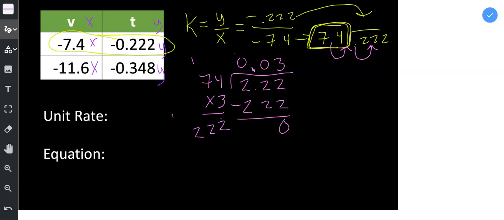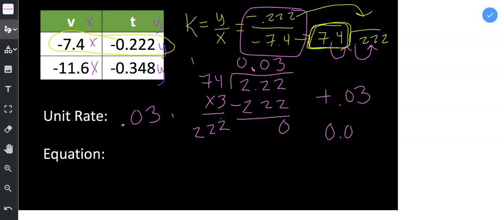And now all I need to do is think about whether the answer is going to be negative or positive. Well, like signs, you get a positive. So a negative divided by negative gives you a positive. So positive 0.03. So I just found the unit rate. The unit rate is 0.03. You could also write this if you want as 0.03.